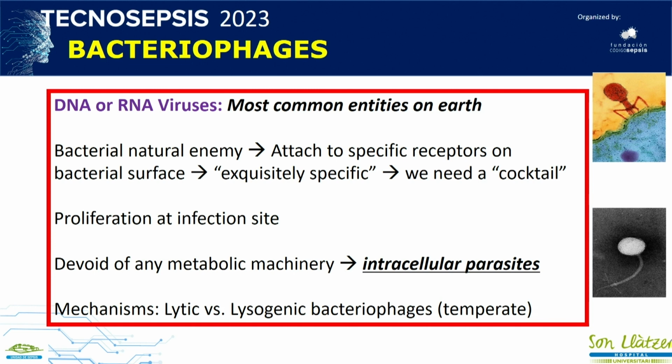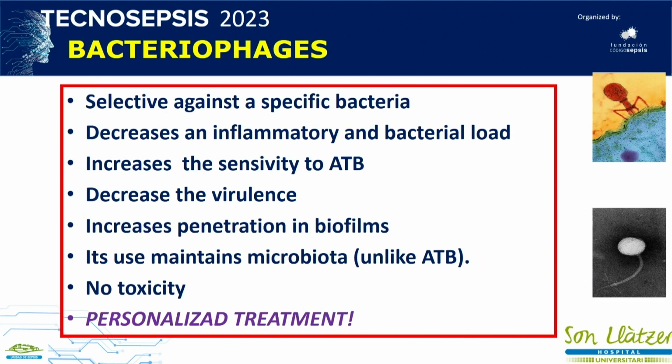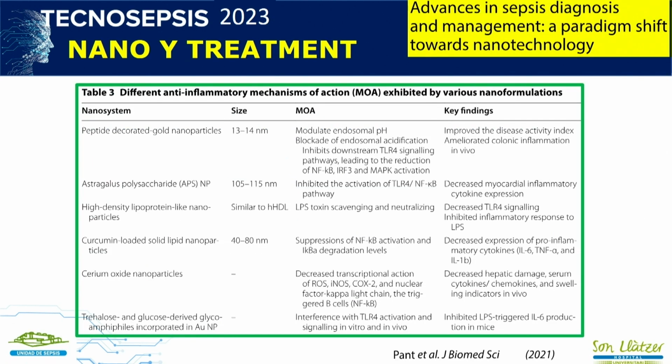It's specific. It has the capacity to proliferate at the infection site. It's possible to destroy biofilms. It's an intracellular parasite of bacteria. So this is selective against one specific bacteria, decreases inflammation, increases the sensitivity to antibiotics, increases the penetration of biofilms, and very importantly, maintains our microbiota, different from a normal antibiotic.